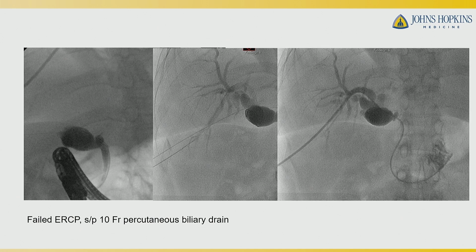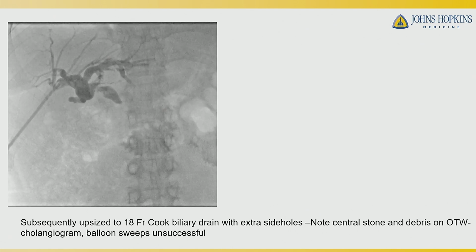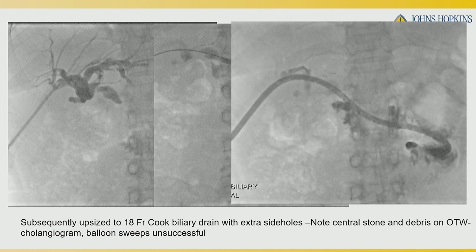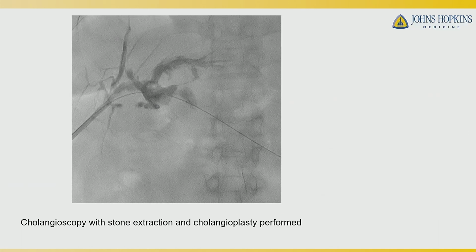through and through. We put her on the Hopkins upsize train and got her to an 18 French Cook biliary tube, but you can see over-the-wire cholangiograms persistently demonstrated this high-grade obstruction at this biliary anastomosis that was resistant to cholangioplasty and balloon sweep. So again, we tried some cholangioscopy to see what was going on there.